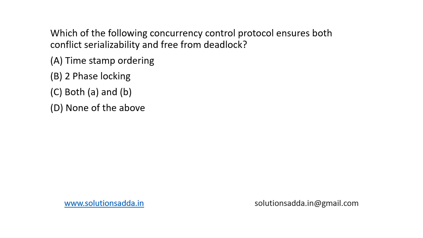This is a question from databases. Which of the following concurrency control protocol ensures both conflict serializability and free from deadlock? Option A, timestamp ordering. Option B, two-phase locking. Option C, both A and B. And option D, none of the above. So this is two-phase locking and this is timestamp ordering.